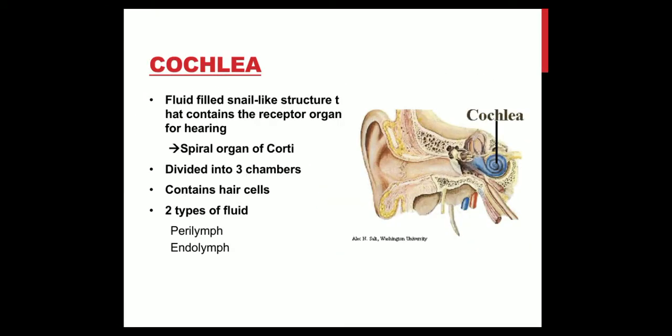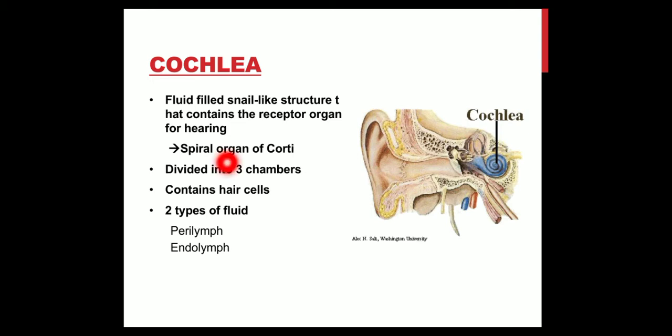Now let's see the parts one by one. First, the cochlea: a fluid-filled, snail-like structure that contains the receptor organ for hearing, the spiral organ of Corti. This is the only organ responsible for hearing. It is divided into three chambers: scala vestibuli, scala media, and scala tympani. We are going to discuss them in detail.